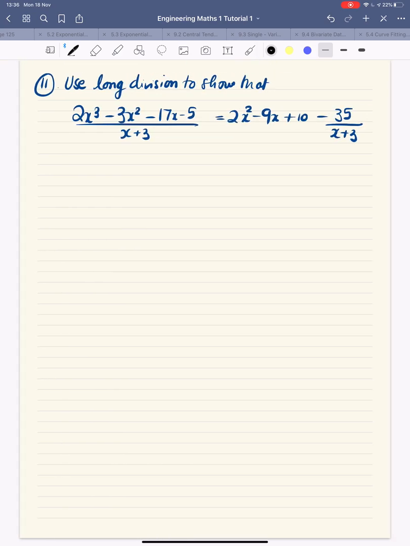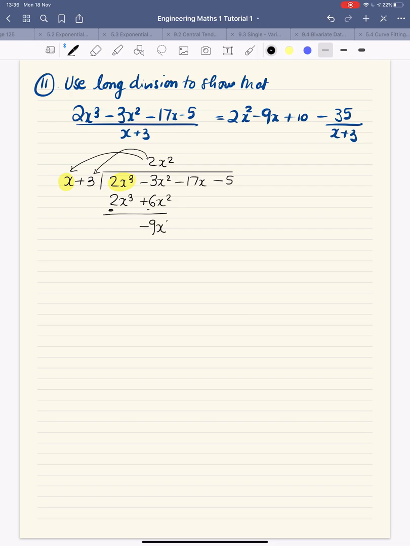Number 11. Long division. So we've got x plus 3 into 2x cubed minus 3x squared minus 17x minus 5. And what we do, we start with the x into the 2x cubed, and that gives us 2x squared. So that gives us 2x cubed there, plus 6x squared. What's happened there is I've done 2x times x is x cubed, 2x times 3 is 6x squared. So they cancel, minus 3x squared minus 6x squared, minus 9x squared, minus 17x.